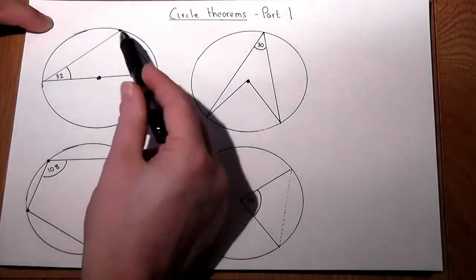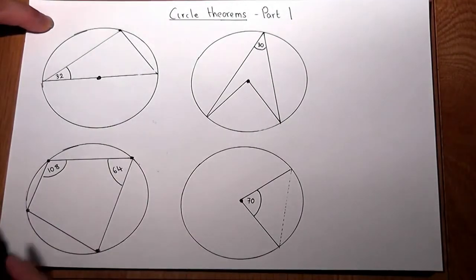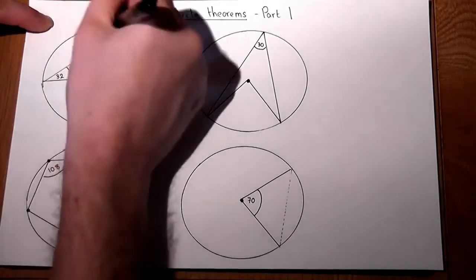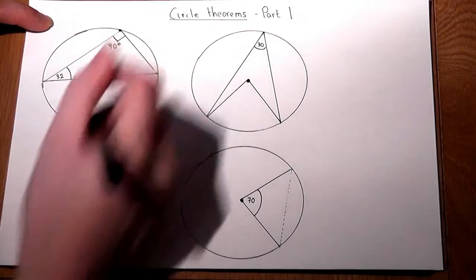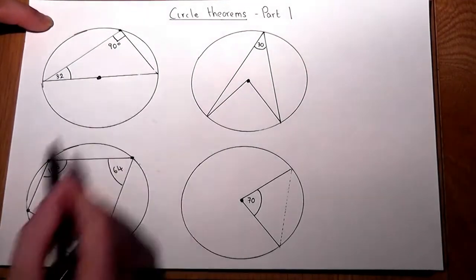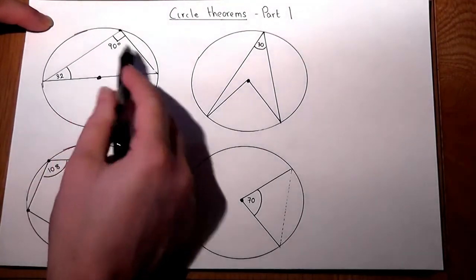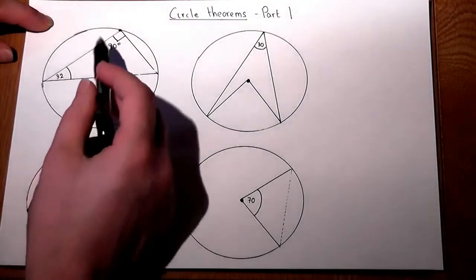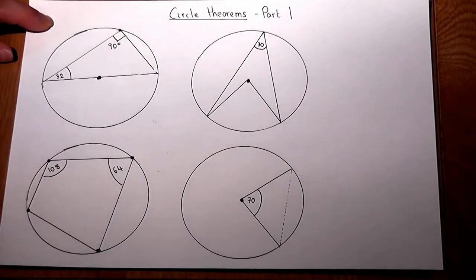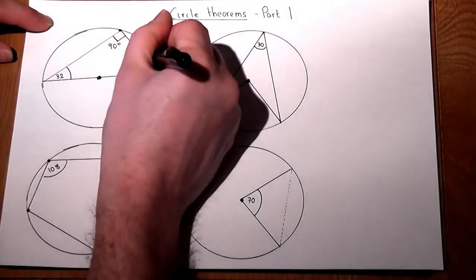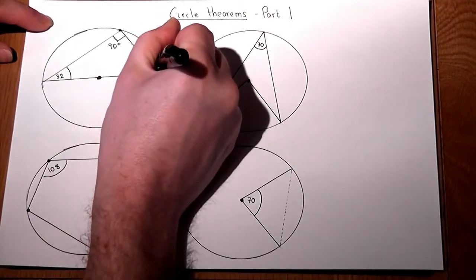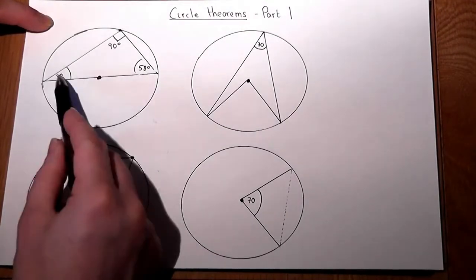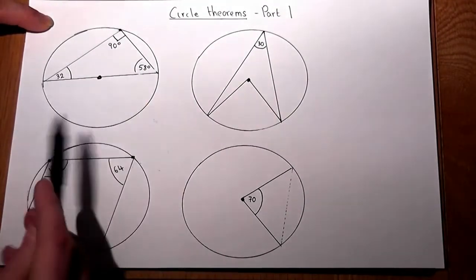Then the angle at the circumference is always a right angle, i.e. 90 degrees. So we can therefore find a missing angle because the angles add up to 180. So 180, take away 90, take away 32, gives us 58 degrees. So we can find out missing angles contained within circles by knowing key properties.